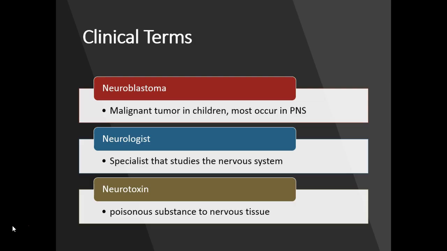And we'll finish up with some clinical terms related to the nervous system. A neuroblastoma is a malignant tumor that consists of immature nerve cells called neuroblasts. These occur most often in children and most often in the peripheral nervous system. A neurologist, ology means study, so someone that studies the nervous system is a neurologist. There are many branches of neurology and many specialties associated with this. And then a neurotoxin, neuro meaning nervous and toxin meaning poisonous. So this is something that is poisonous to the nervous system.